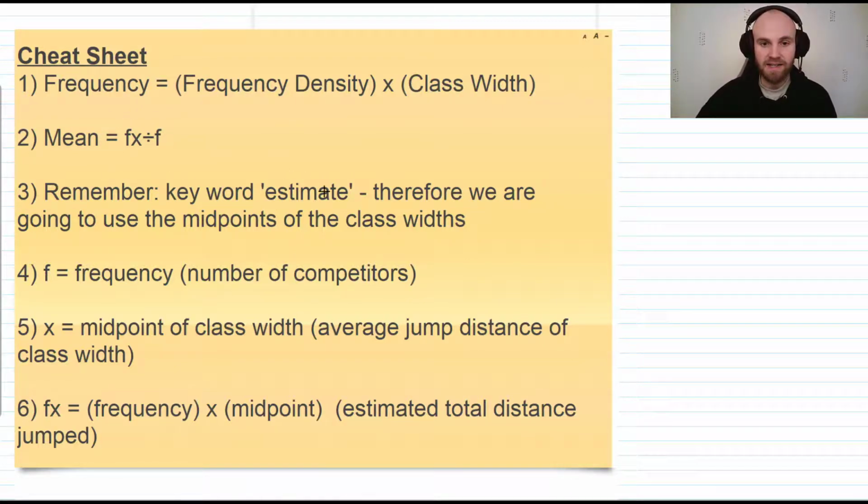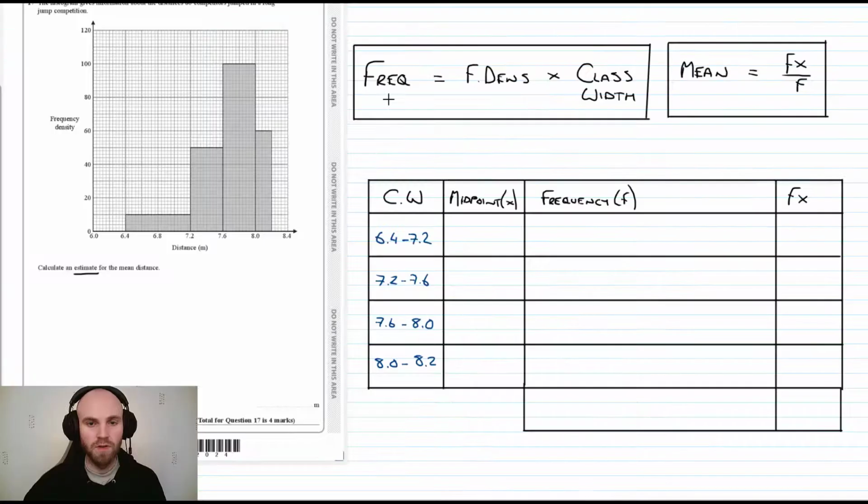Remember, the key word here is estimate, so therefore we are going to use the midpoint of the class width that we are given. F is going to equal the frequency, which is going to be the number of long jump competitors. X is going to be the midpoint of the class width, or the average jump distance of the class width. And f of x is going to be the frequency multiplied by the midpoint. And this is going to be the estimated total distance jumped.